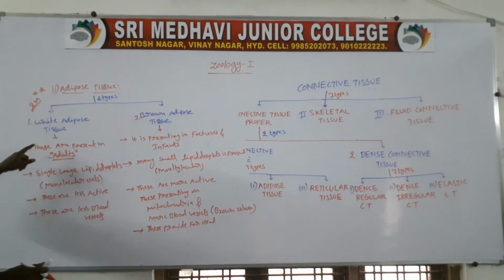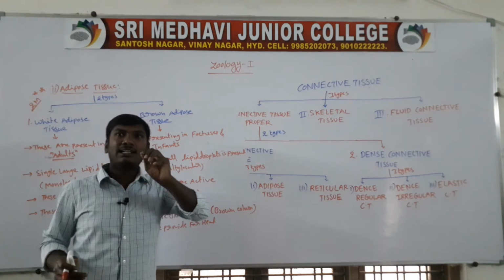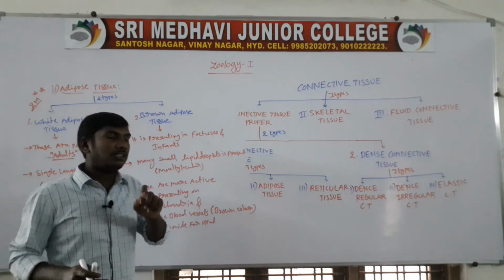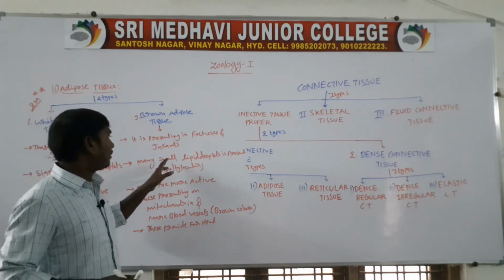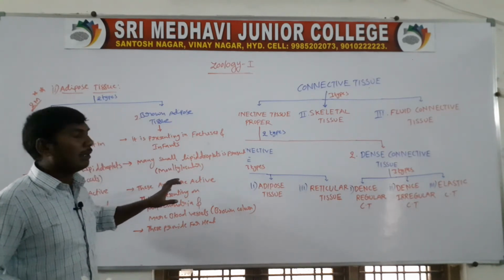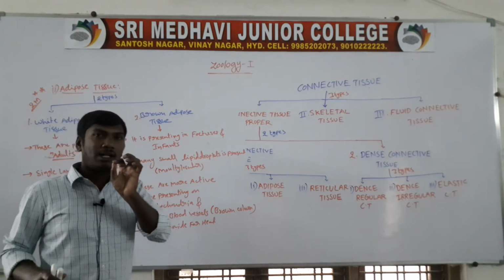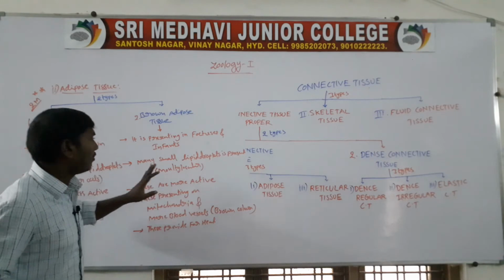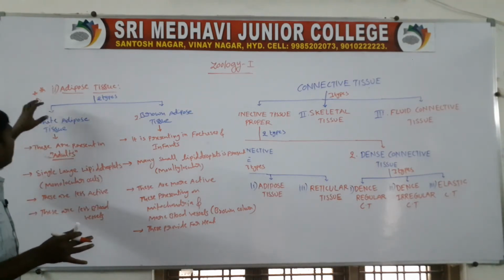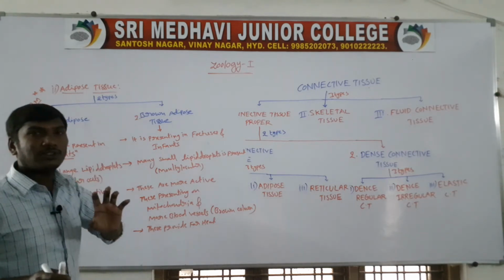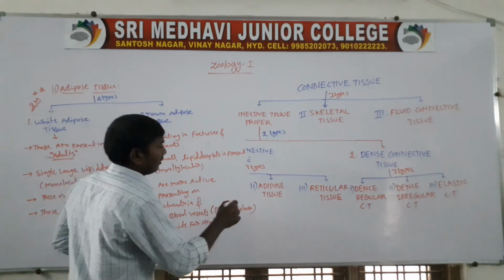Next, white adipose tissue contains a single large lipid droplet, so it is unilocular. Brown adipose tissue contains many small lipid droplets, so it is called multilocular. These are the differences between white adipose tissue and brown adipose tissue. Next, adipose tissue is completed.